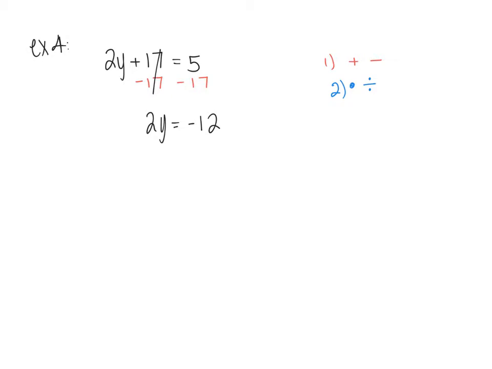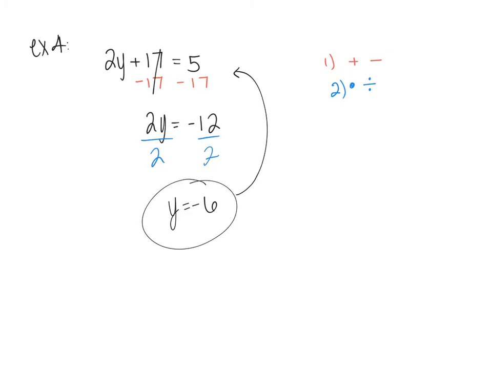2 times y, so to undo times, I'm going to divide, which gives me y equals negative 12 divided by 2, which gives me negative 6. You can plug that in to check it and verify that you did get the correct answer.